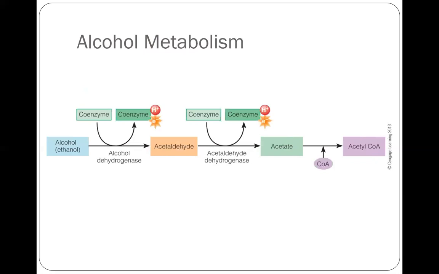So we do get calories from alcohol, and we actually get 7 calories per gram of alcohol. So with carbs and proteins, we get 4 calories per gram. With fat, we get 9 calories per gram. And with alcohol, we get 7 calories per gram.